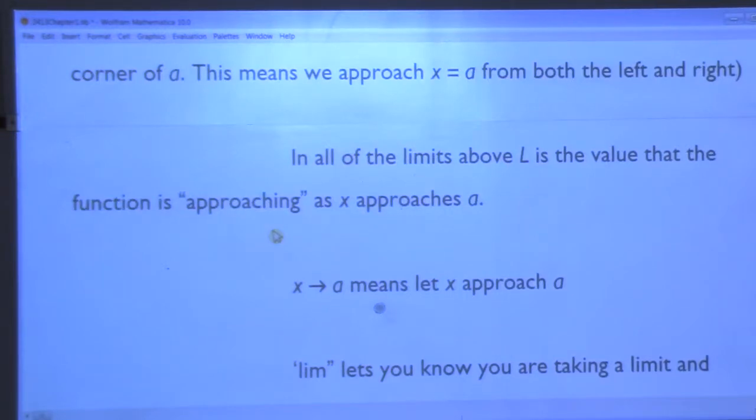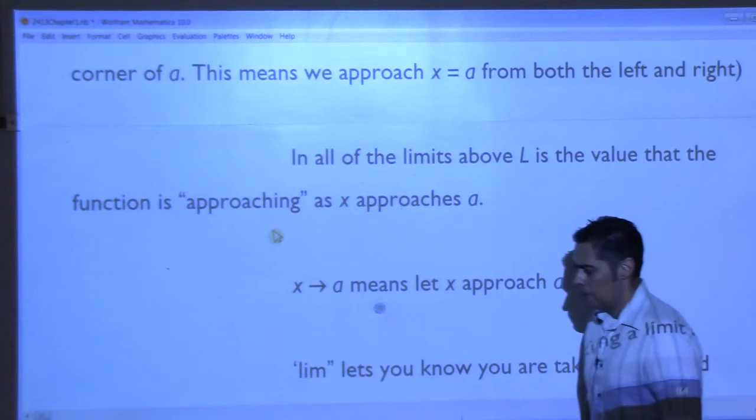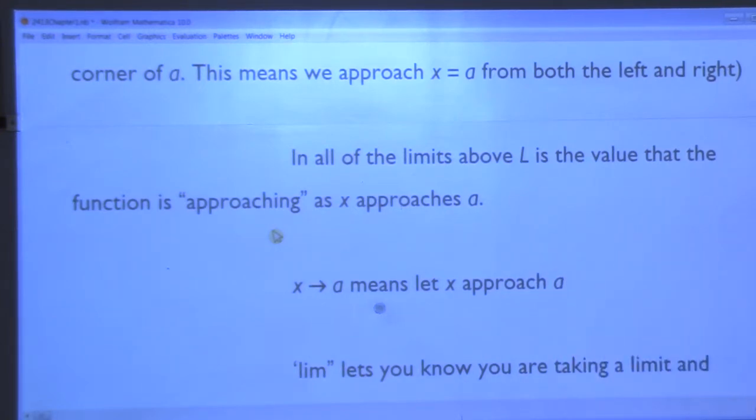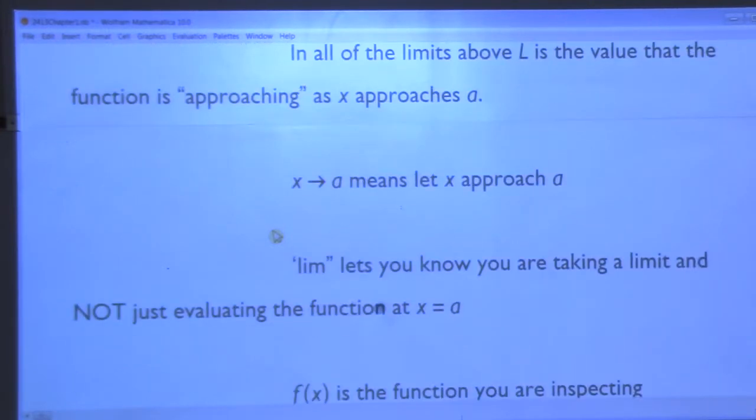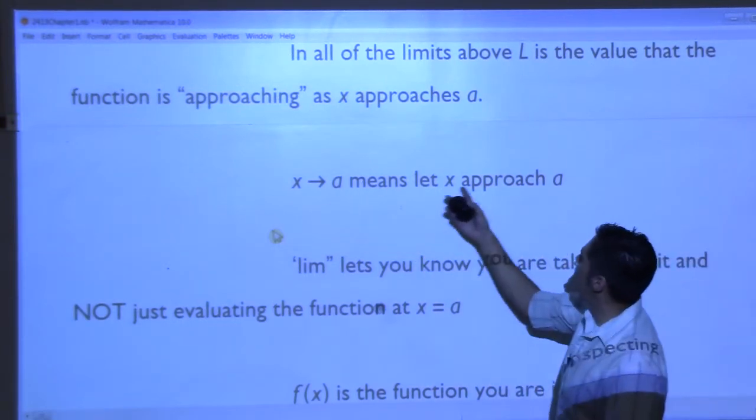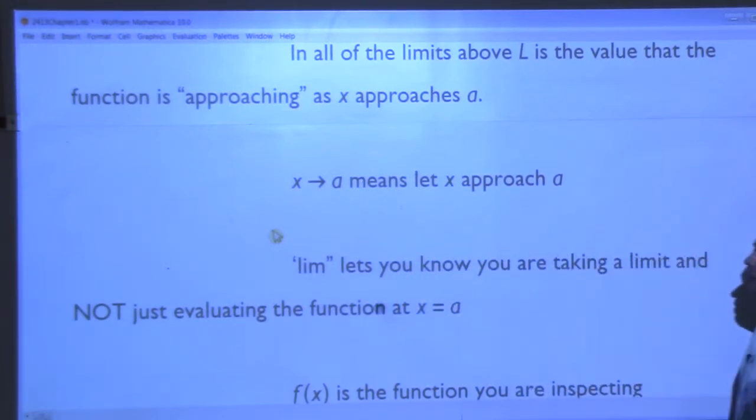Yes? If one of them doesn't exist and one of them does exist, do you have to say that it doesn't exist? That's right. If one of them does exist and the other one does not, you would say it does not exist. I'm going to do some examples, all right? Lim, so this arrow means you're letting x approach a. Lim means you're doing a limit.